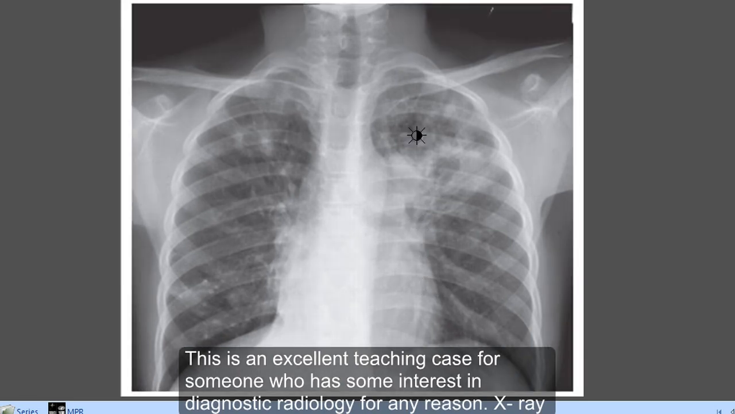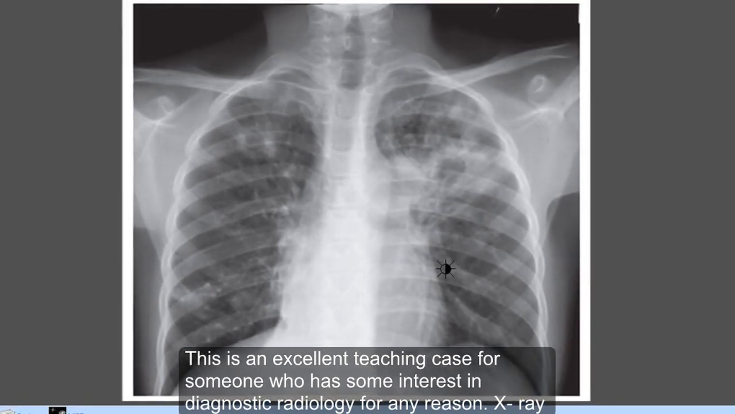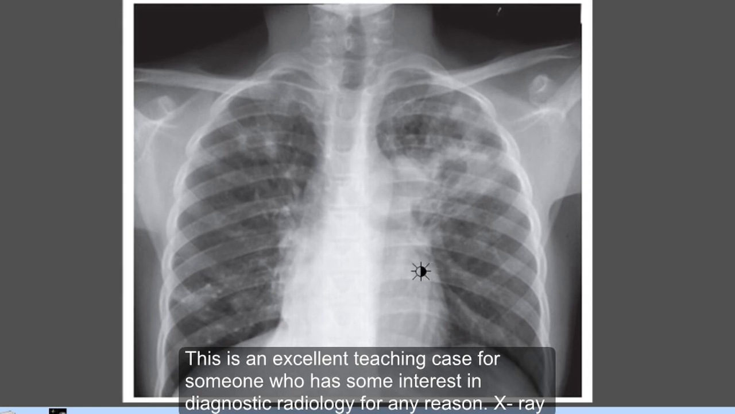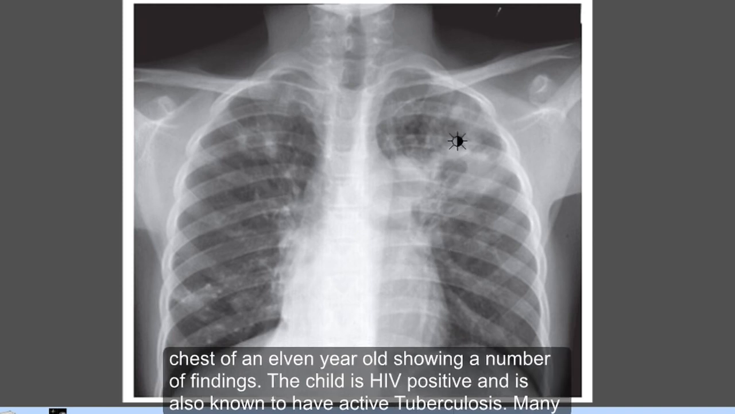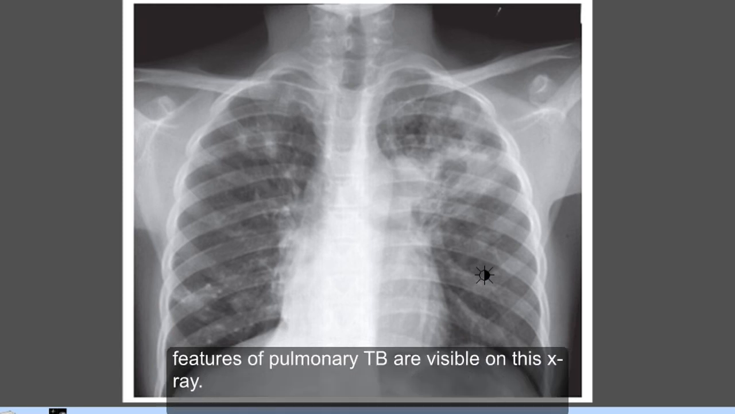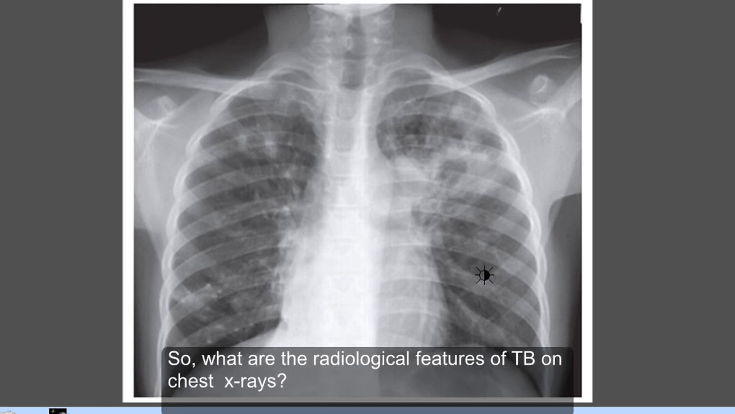Okay, this is an excellent teaching case for someone who has some interest in diagnostic radiology for any reason. X-ray chest of an 11-year-old showing a number of findings. The child is HIV positive and is also known to have active tuberculosis. Many features of pulmonary tuberculosis are visible on this X-ray. So what are the radiological features of TB on chest X-rays?